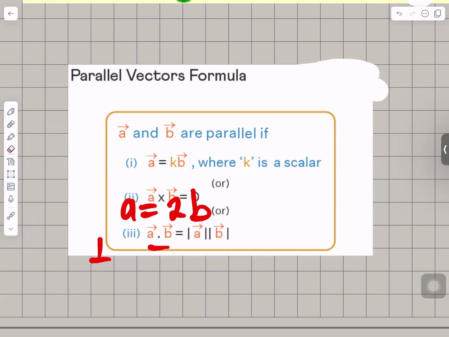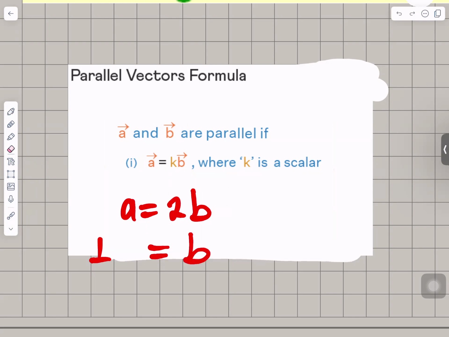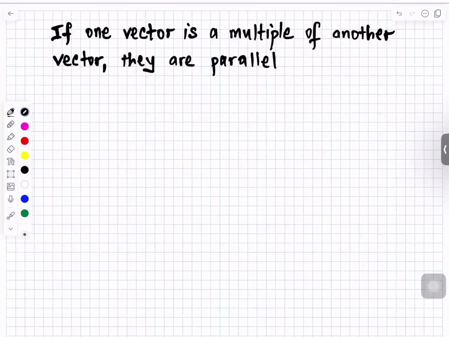So that is what you want to do to show that they are parallel. So A is 2 times B. So we're going to look at examples which will show you exactly how to do that. If one vector is a multiple of another vector, they are parallel.